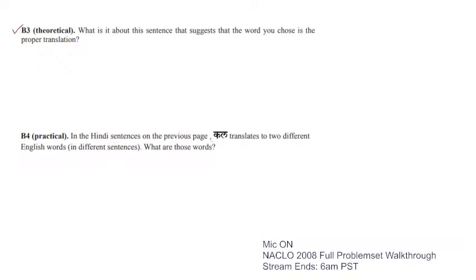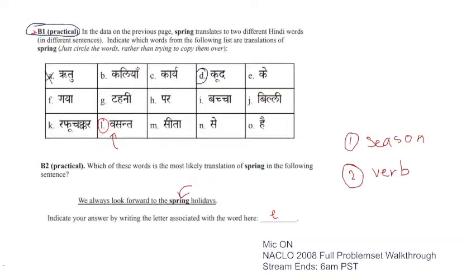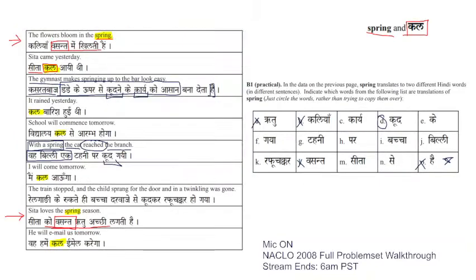In Hindi sentences on the previous page, this word translates to two different English words in different sentences. What are those words? Okay, let's see. Oh man, this is a little messy. Okay, so we have Sita came yesterday. So let's remember our order. It's subject, object, verb. It's not like English, which is subject, verb, object. So Sita is the same here, right? But this would be something like yesterday, or this would be like a time indicator.